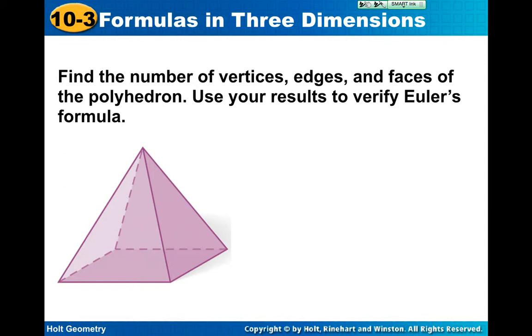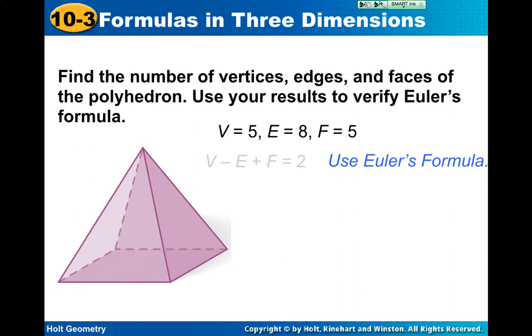But how many vertices? 5. How many edges? 8. There's 4 around the bottom, then there's 4 that go up from the corners to the top. And how many faces? How many flat surfaces? 5. So then to verify that those counts are right, check in Euler's formula. 5 minus 8 is negative 3 plus 5, so that is 2.